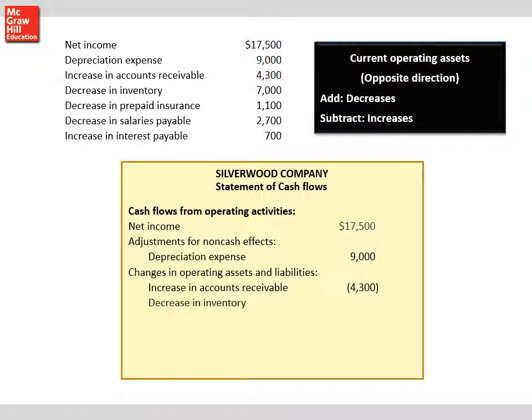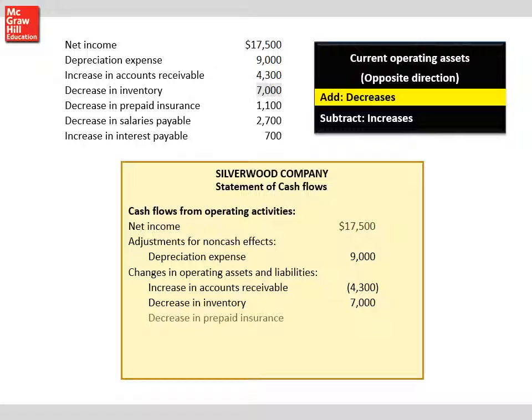If inventory decreases, that means we spent more on inventory. So that's a decrease to cash. I'm sorry. If inventory decreases, that means we spent less cash on inventory. So that's an increase to cash flow. If prepaid insurance decreased, we paid less in prepaid insurance, so that increases cash flow. So whenever a current asset changes in one direction, the effect on cash flow is the opposite.